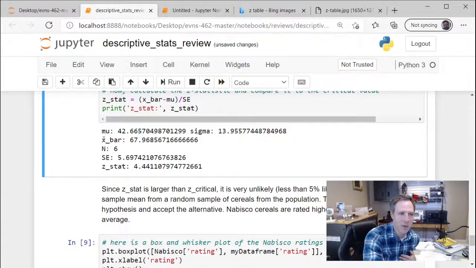All right. What about the sample? So this is X bar. This is the mean score of the Nabisco cereals only. So it looks like, just on the face of it here, Nabisco cereals have a higher average score than everything. Okay, what's our sample size? Well, there's only 6 Nabisco cereals in our data set.